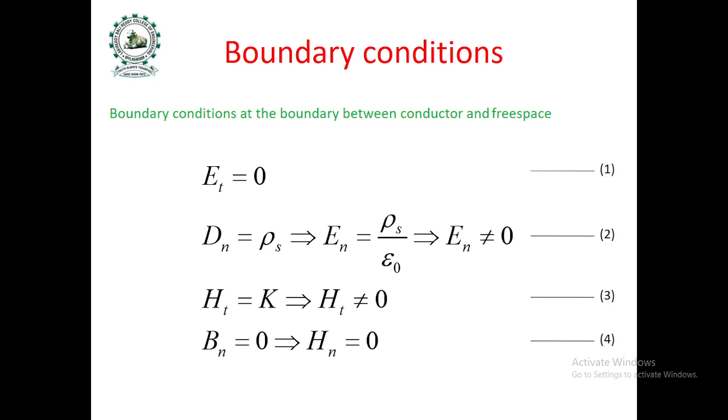One is electric field intensity tangential to a conducting surface is equal to 0. Electric flux density normal to a conducting surface is equal to surface charge density. Magnetic field intensity tangential to a conducting wall is equal to surface current K. Magnetic flux density normal to a conducting surface is equal to 0. These are the four boundary conditions useful to analyze wave propagation inside waveguides.